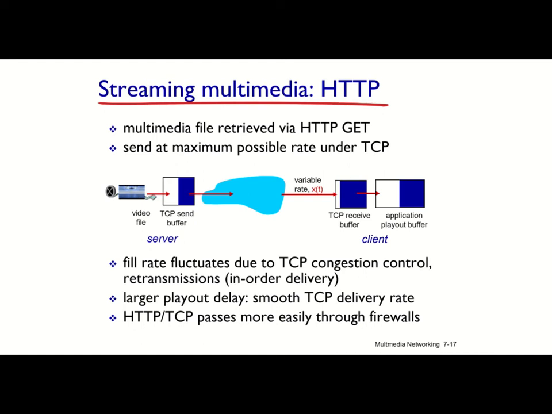And we usually need a larger playout delay to make the TCP delivery rate smoother and absorb the fluctuations of the fill rate by the playout delay. Another difference that this kind of application has with UDP streaming is that HTTP/TCP passes more easily through firewalls.